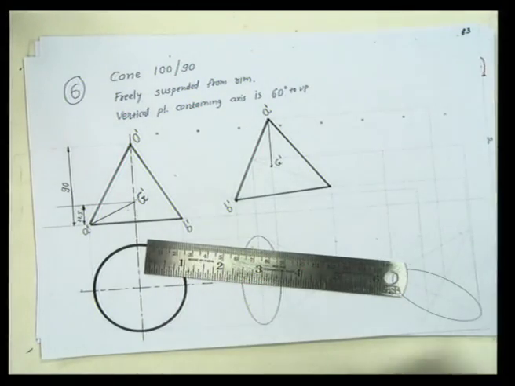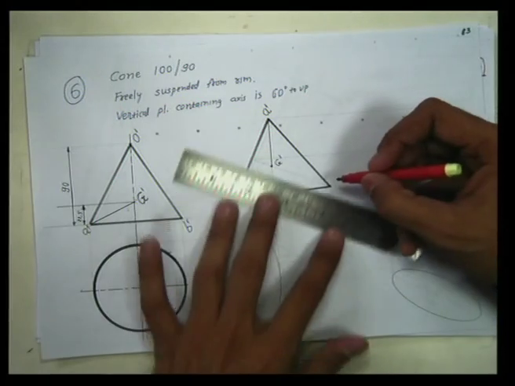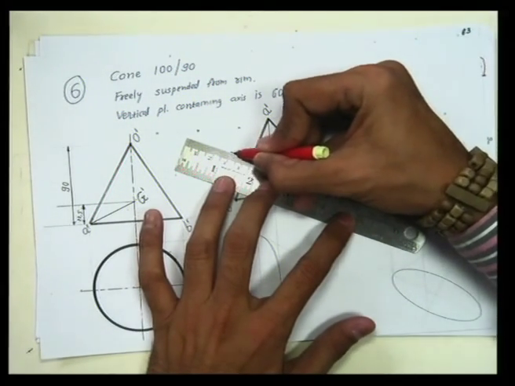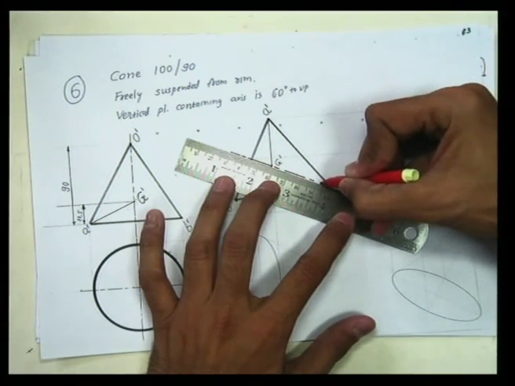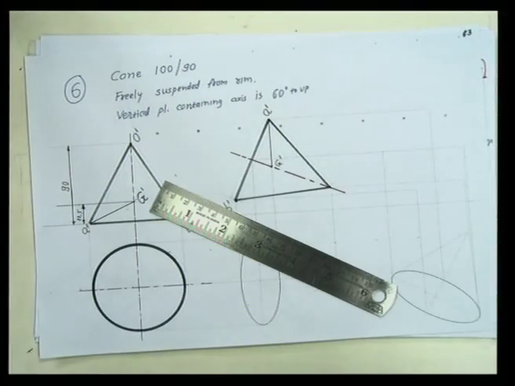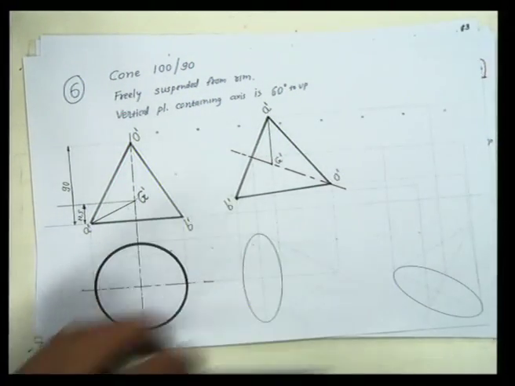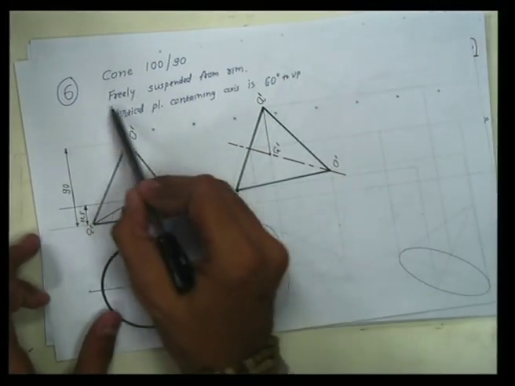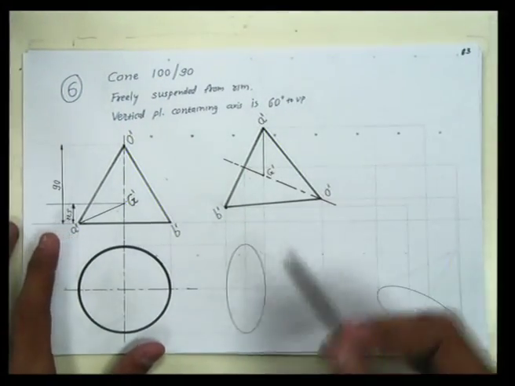So what we have done, we have just redrawn this solid and we can insert its axis like this, which will pass through the point G, G dash and apex point O dash like this. Here is point O dash, apex point is somewhere here. So this is the first step which we have drawn. It shows the freely suspension from rim. This line is drawn. Now we have to draw its top view.